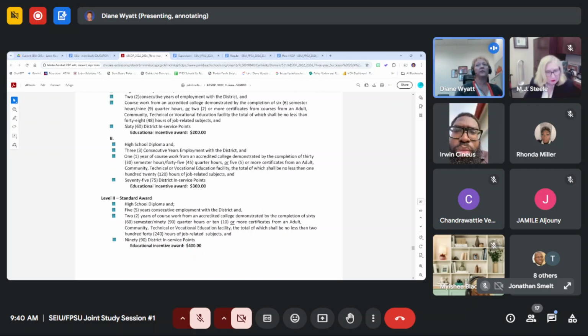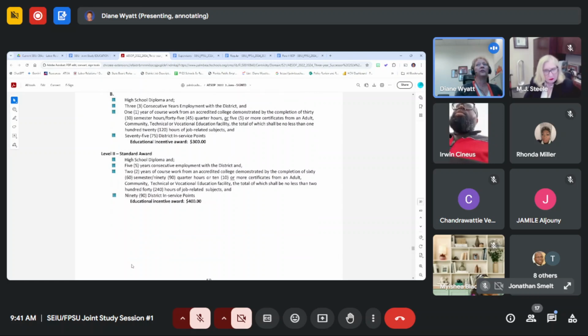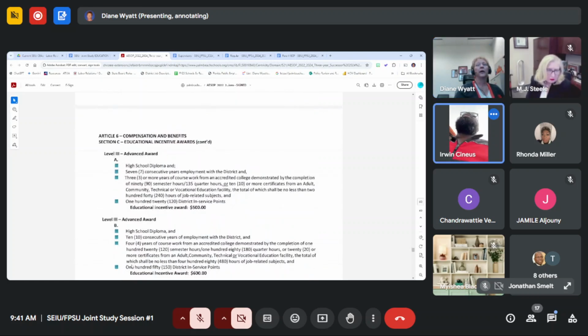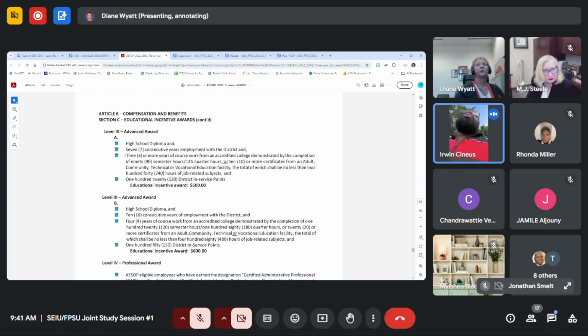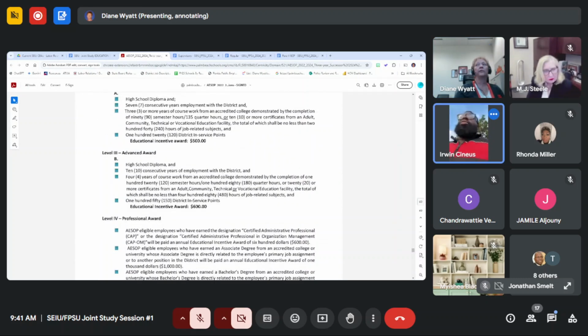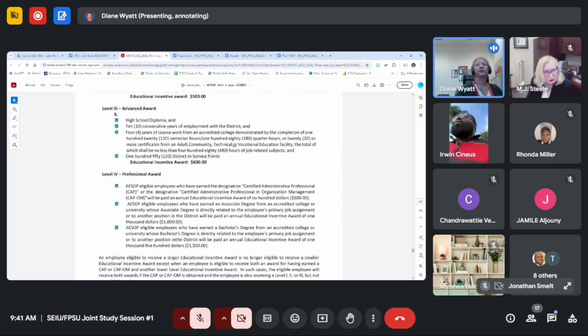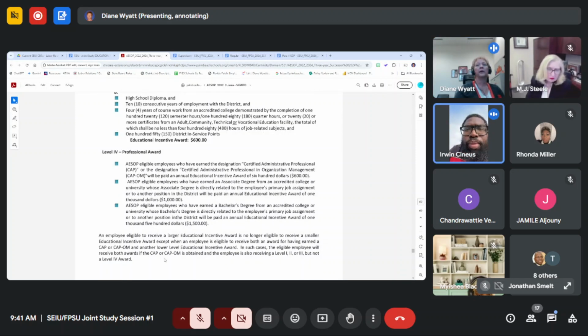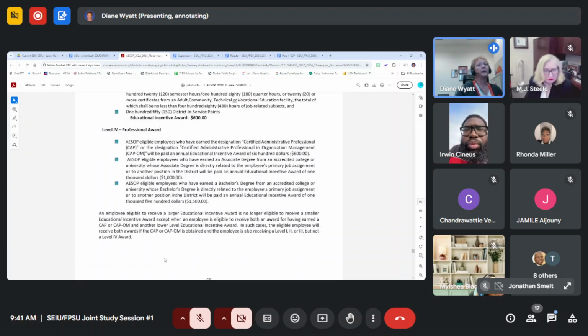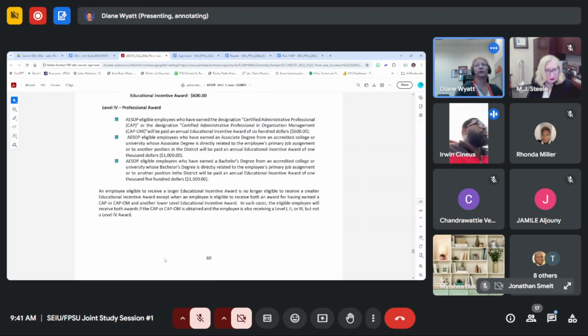So as they continue to build service hours with the district, they were able to earn additional incentives at the end of the year. And they structured it for advanced awards with different levels. That went $500, $600, and there's a professional award for certified administrators with organizational management. They listed it that way. So they built out a structure which they presented and negotiated in pieces, and it went back and forth, and that was their structured award.